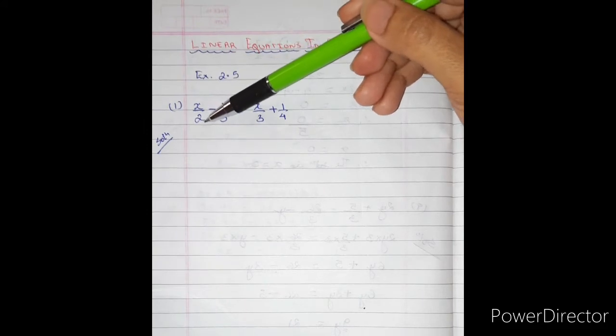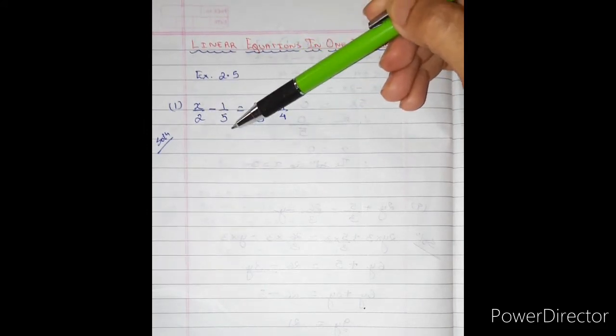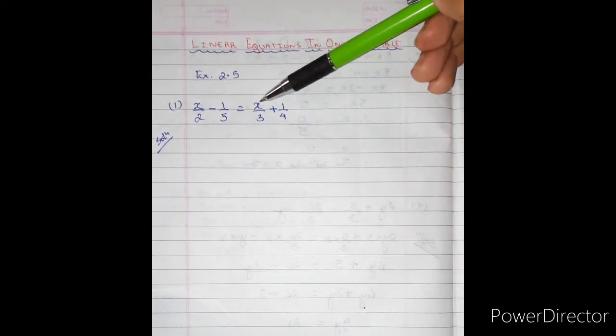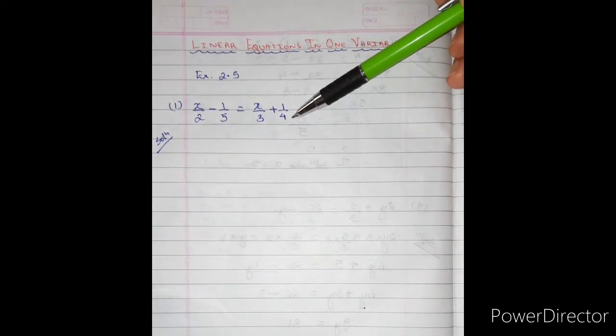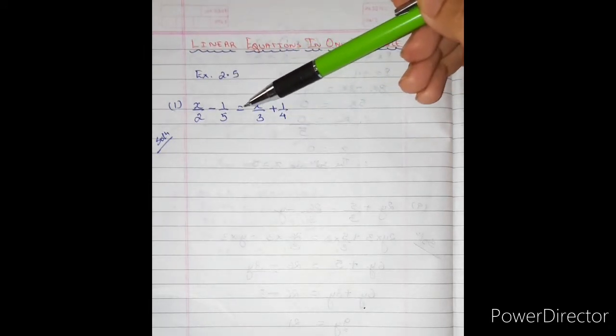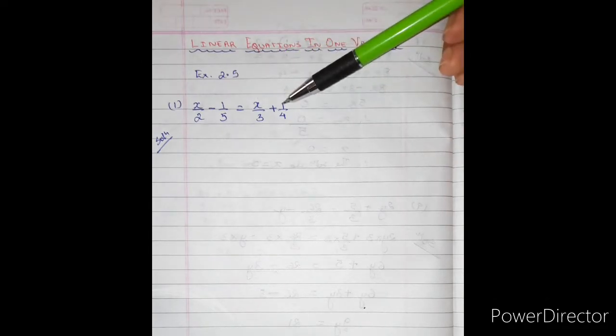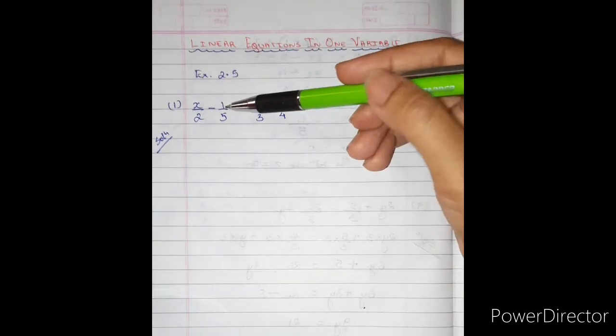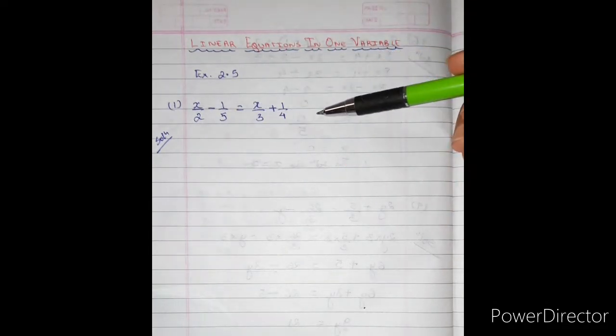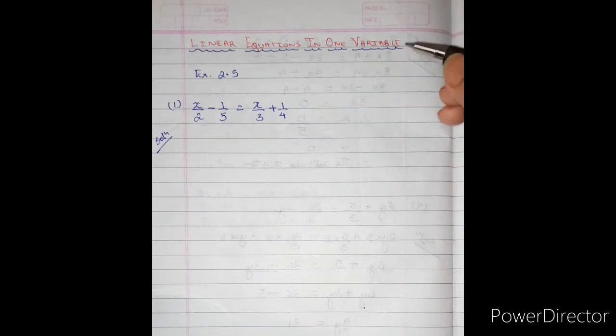If you look at the problem here, let me read it for you. It is x upon 2 minus 1 upon 5, which is equal to x upon 3 plus 1 upon 4. You need to identify the equal to sign first, and the left hand side and the right hand side. Now here they are fraction forms. You have to remove the fraction forms by using the LCM method.